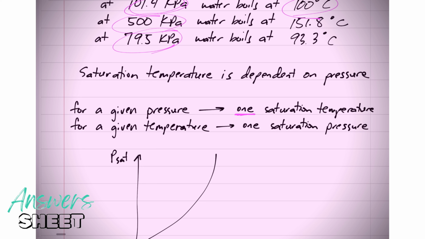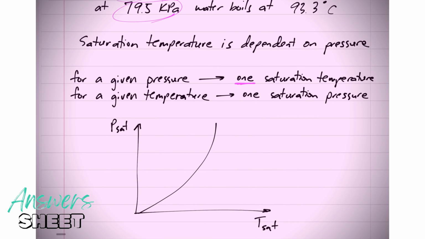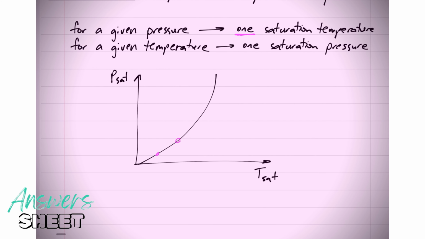For a given temperature, there's one saturation pressure. There's one pressure at which this phase change happens, and it's maybe this line right here. For this temperature, that's the pressure. It's not like there are two different temperatures and pressures.